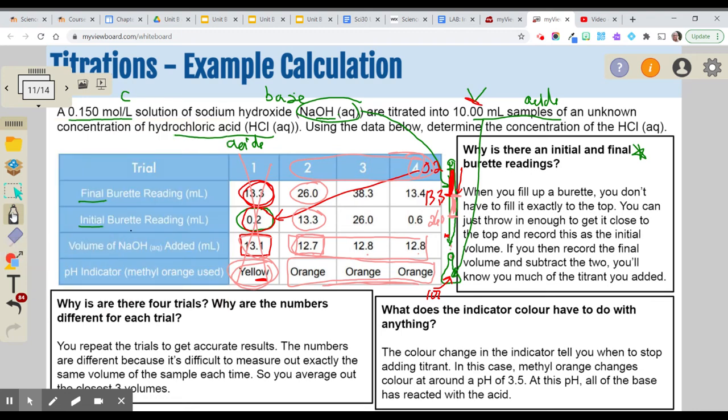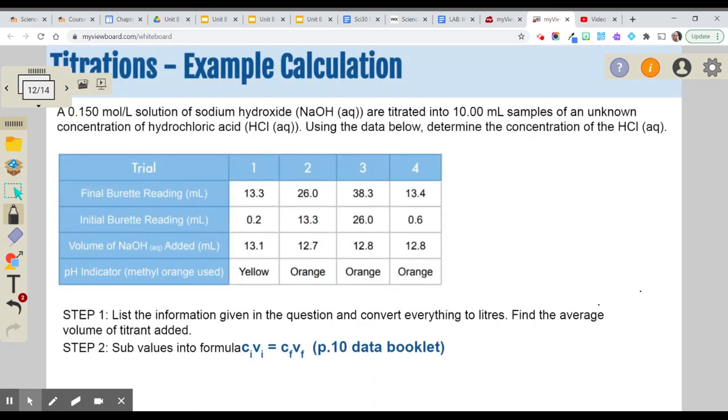Alrighty. So that answers the why there's 4 trials, because it can be tricky, and why the numbers are different in every trial. But you'll notice the actual volume added in each trial is very similar, right? Okay. So on to the next page. Let's try and do this calculation now.